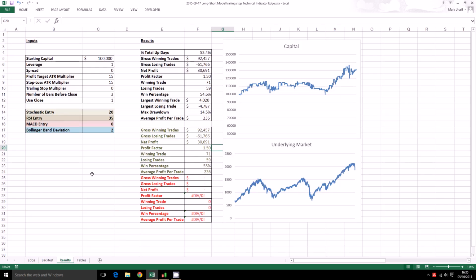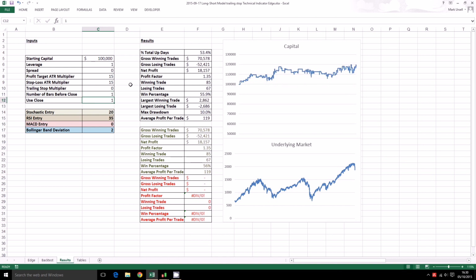Now, if I click on the next tab, this is the inputs and results tab. I've got lots of different things I can adjust here: capital, leverage, profit target, stop loss, etc. But I'm only interested in this one here, which is the number of bars before the close. And if I set it to 1, you can see that the capital and the results adjust.